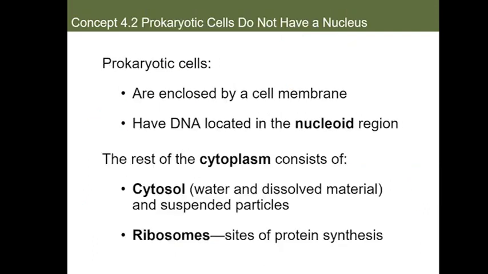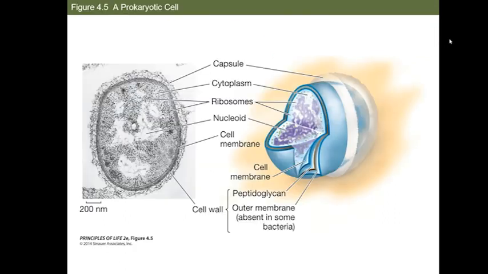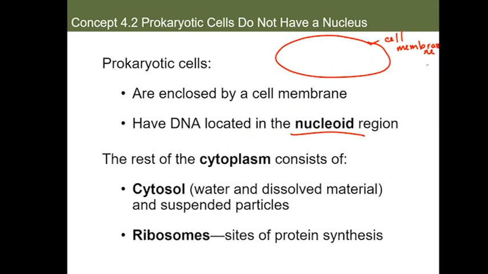So prokaryotic cells are enclosed by a cell membrane, and they have DNA located in the nucleoid region. So you have your cell membrane, and then the nucleoid is just the area where DNA can be found.